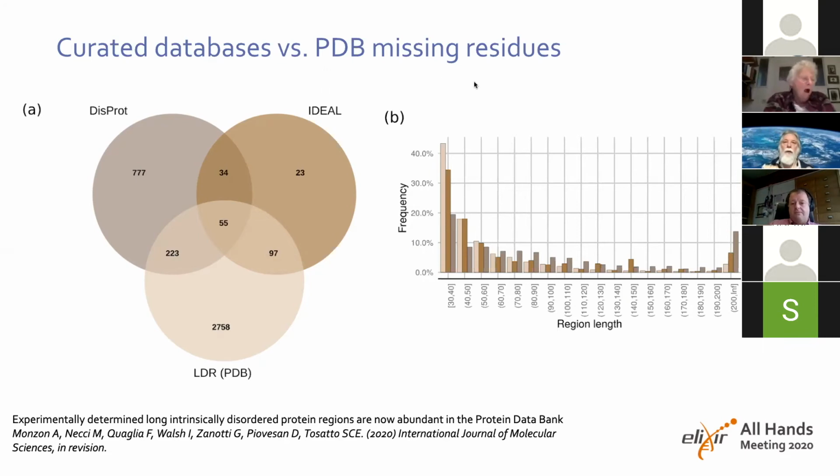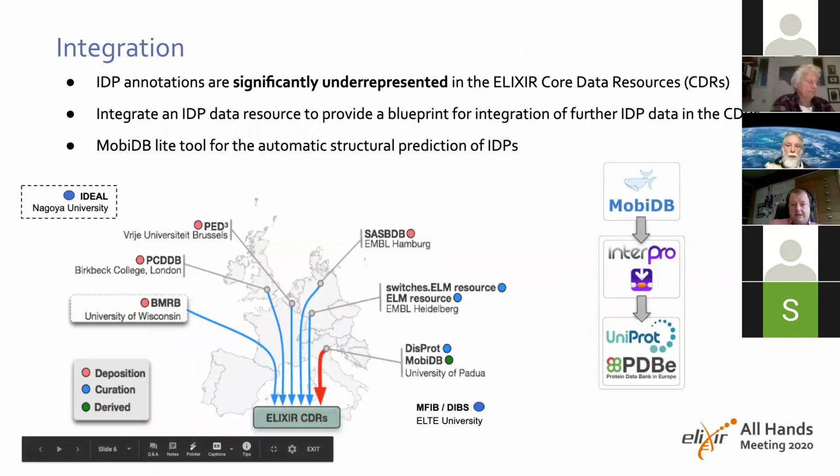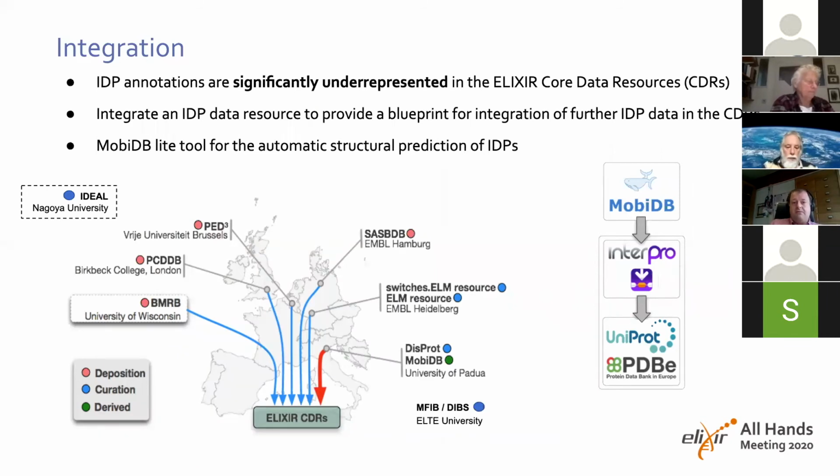So I hope, on the next slide, please, I hope I have convinced you that there is a lot of data out there and that this should be pulled together in a way. So IDP annotations are so far significantly underrepresented in the ELIXIR core data resources.